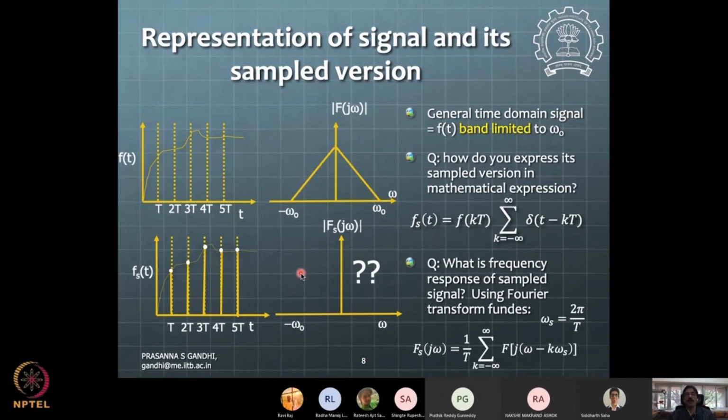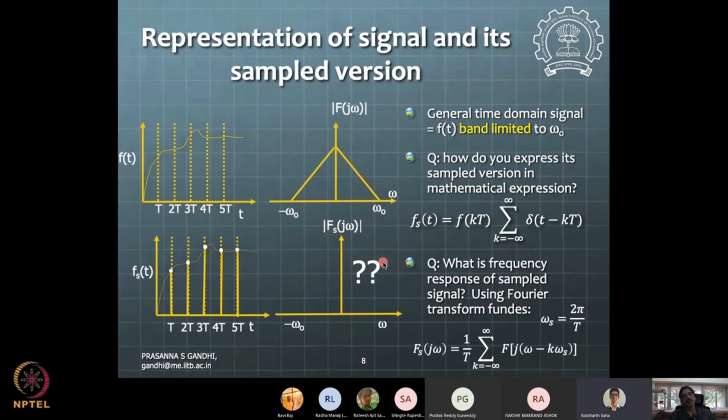Okay, so now I would leave you with this question: if I sample this signal to represent it with just these sample points, what will happen to the signal in the frequency domain? That is a key question. How do we see the sampled signal appearing in the frequency domain?